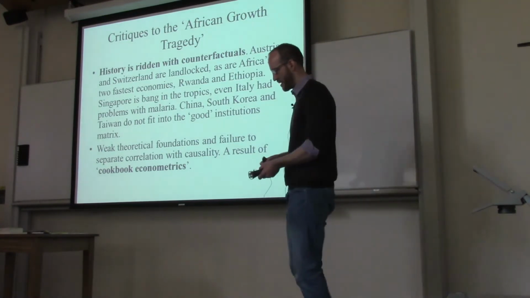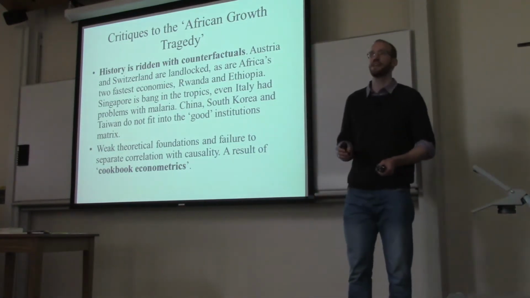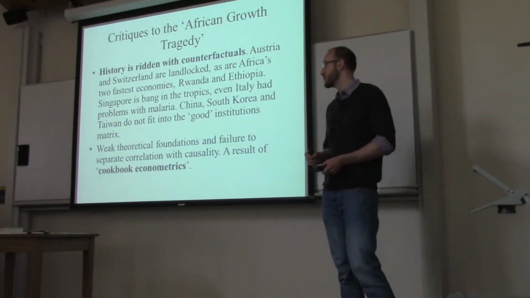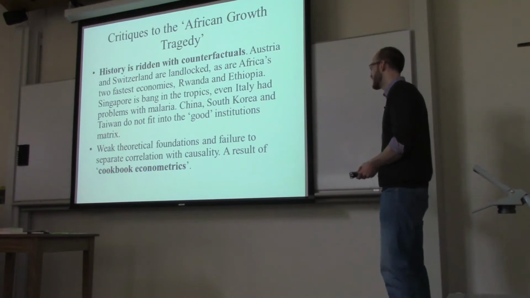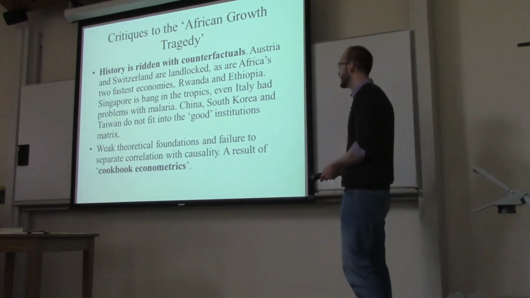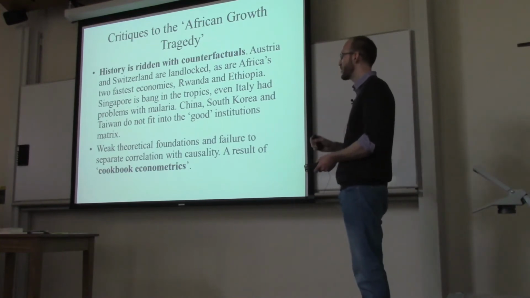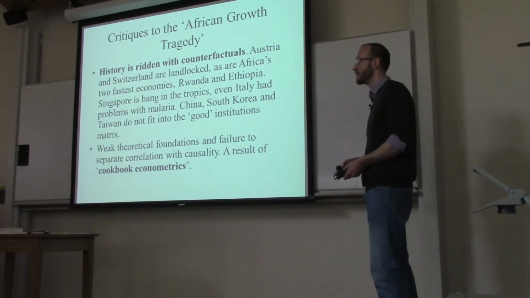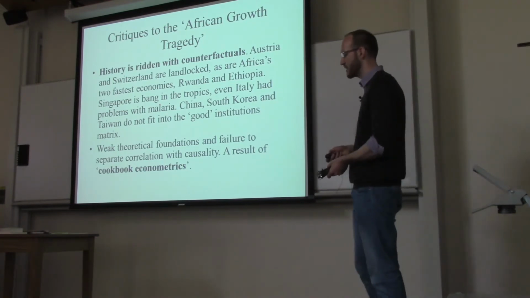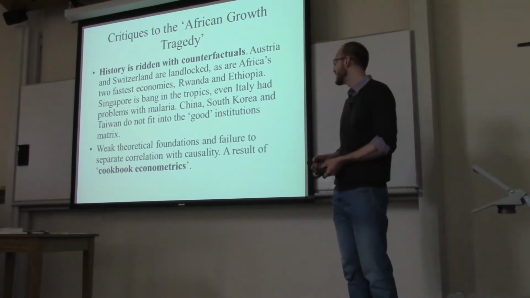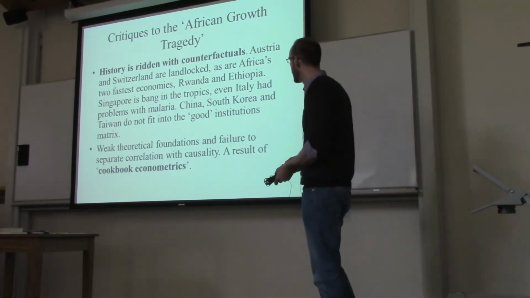And what about institutions? Well, there are actually plenty of countries that don't fit into this matrix of good institutions, like China, South Korea, and Taiwan. These are perhaps the most successful growth experiences we've seen. China's growth is slowing down a bit now, but still 7% per capita GDP growth is very impressive. South Korea's bureaucracy was oiled with corruption in the 60s. China has also had problems with corruption.